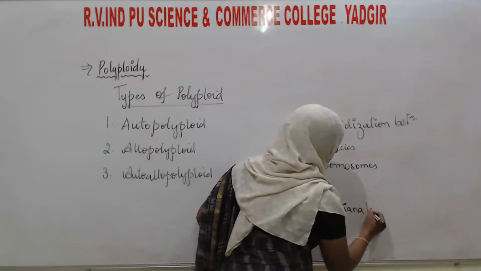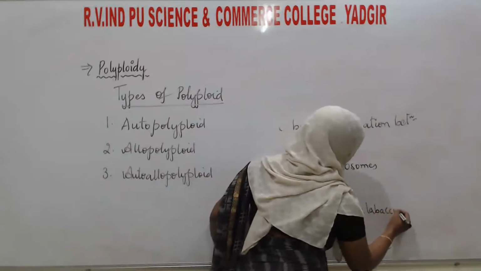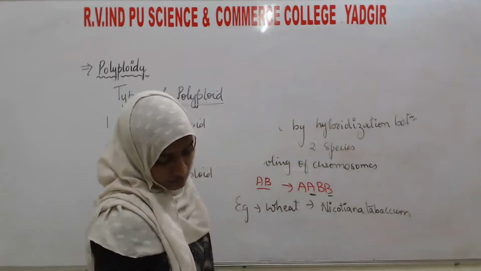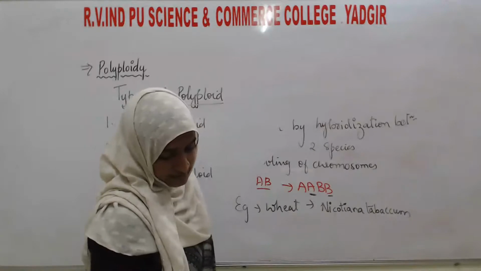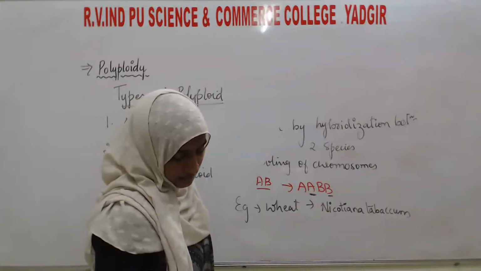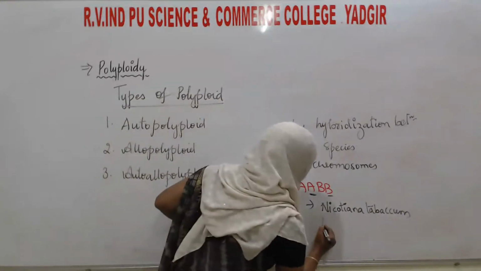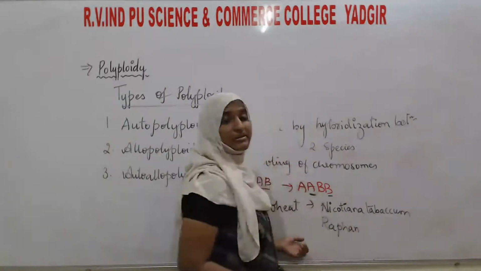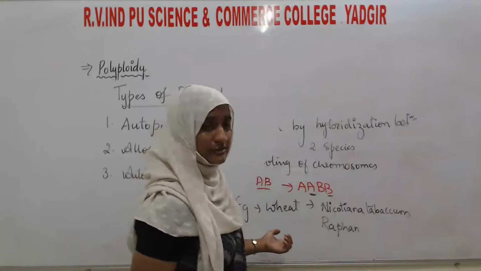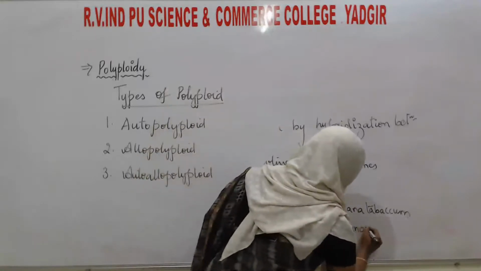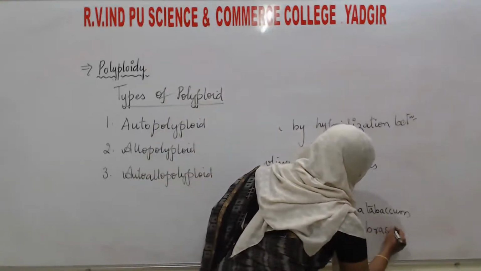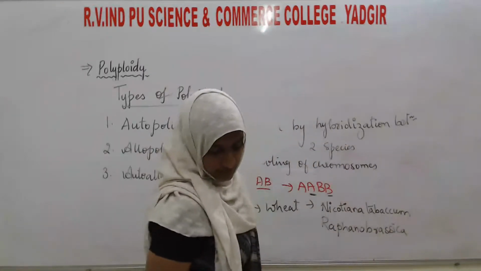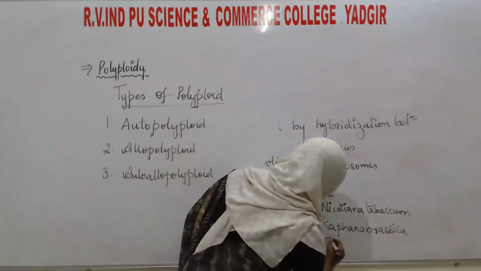Nicotiana tabacum. This is one example. Except this one, one more is there. One more variety they had developed, that is Raphano brassica. These examples are important for your need points. Raphano brassica. Then one more, Triticum.